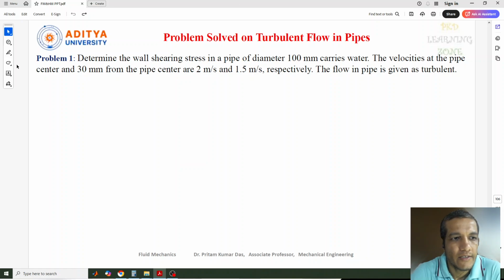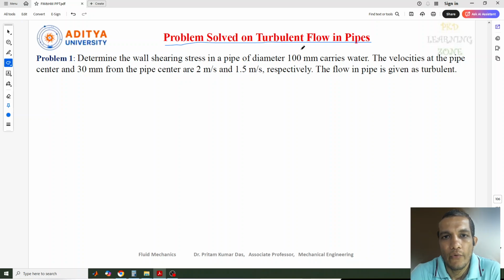In this lecture, we'll discuss a problem on turbulent flow in pipes. In our previous lectures, we have already discussed a similar kind of problem when the flow is turbulent and flowing through a pipe, and the pipe may be smooth or rough. In our last lecture, we solved a problem on a rough pipe. So in this problem, let's see what needs to be calculated.